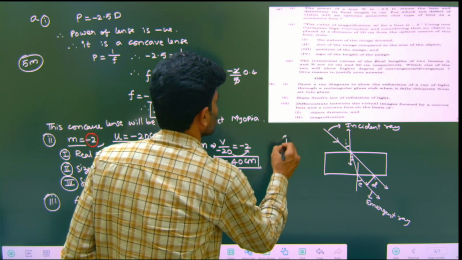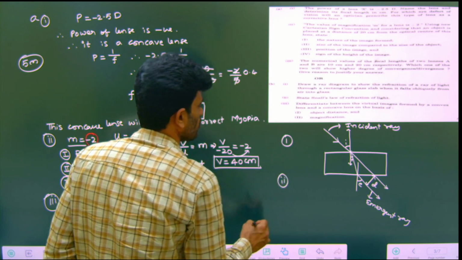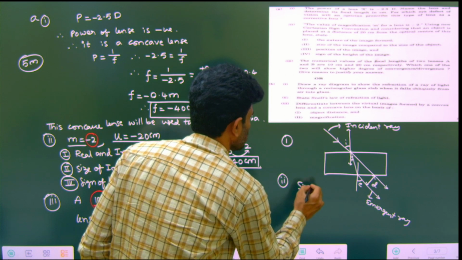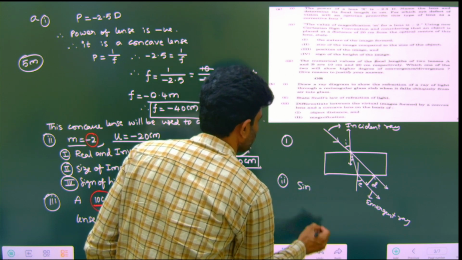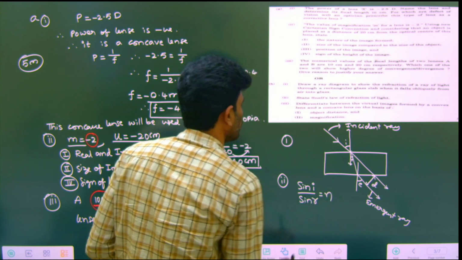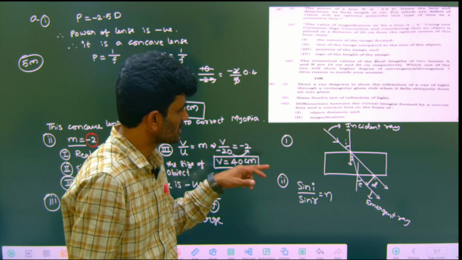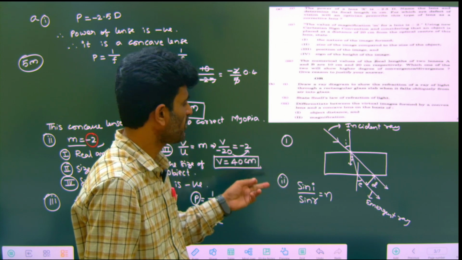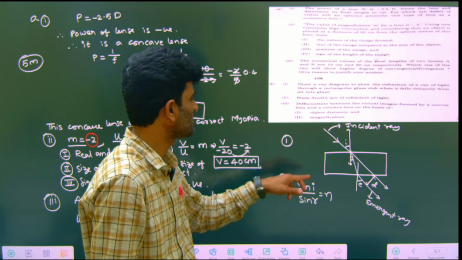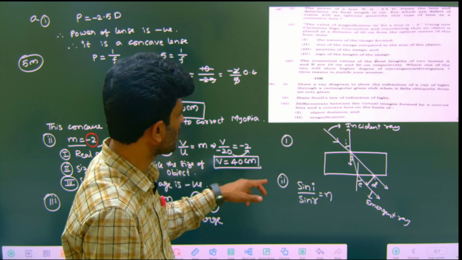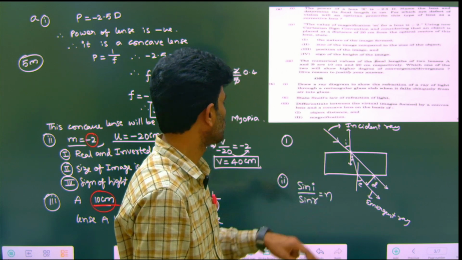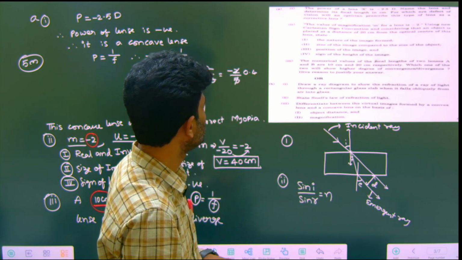Snell's law. This is first question answer. Second question answer, Snell's law. You have to write what is Snell's law. Sin I by sin R is equal to n. What it means? The ratio of sine of angle of incidence to sine of angle of refraction is constant. That is what Snell's law. n is equal to sin I by sin R.